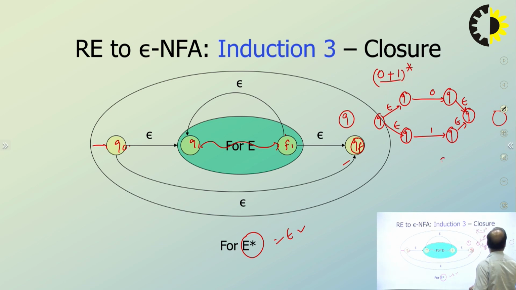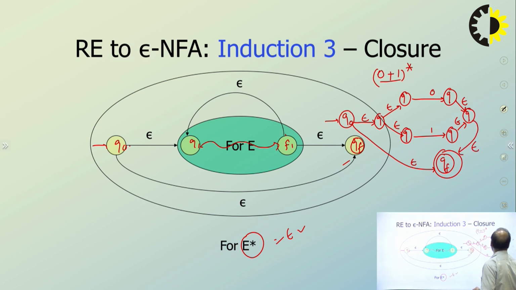Add one state over here. So this is the starting state and this is the final. The rule is very simple. From here to here, make epsilon. From the starting state to the final state, make epsilon. From the original final state, make epsilon back to the original start, and from here to here, make epsilon. So this will be the machine for 0 plus 1 star.